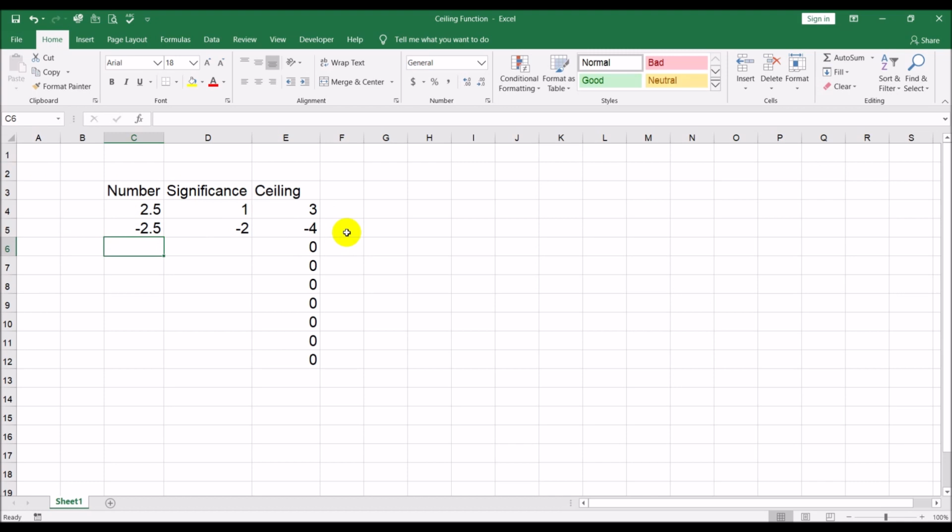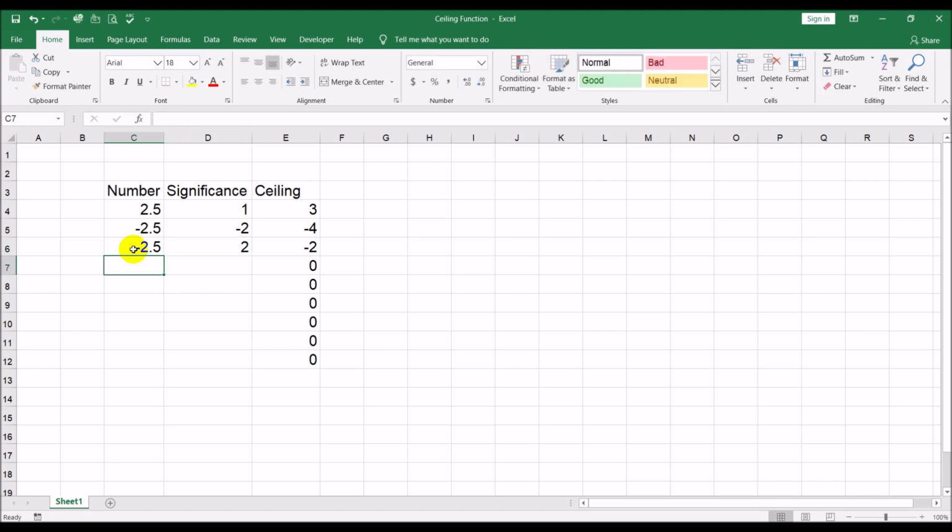Now let's switch things around a bit and let's say the number is a -2.5, but the significance is a +2. Okay, what happens then? Now, if the number is negative and the significance is positive, the number would get rounded up to the nearest multiple of the significance. So when we round up a -2.5 to the nearest multiple of 2, we should get a -2. Okay, so let's see if we get a -2 here.